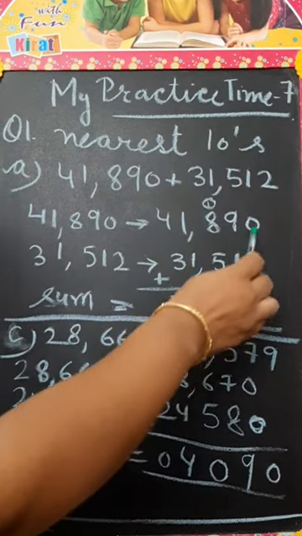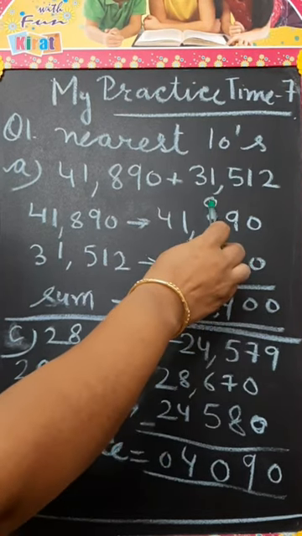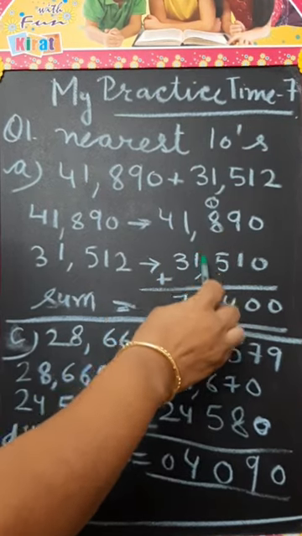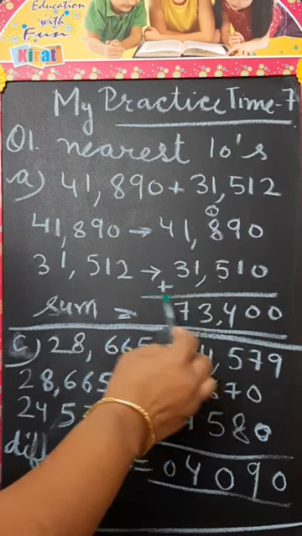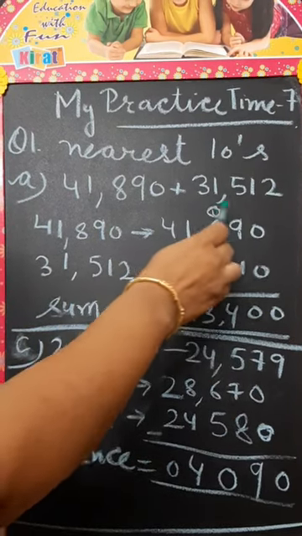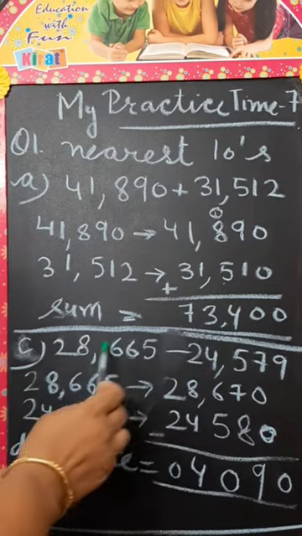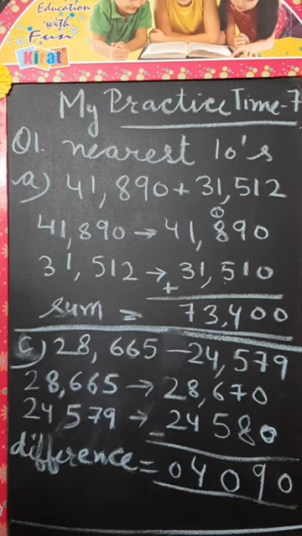We will add these numbers. 0 plus 0 is 0, 9 plus 1 is 10, 1 carry, 8 plus 9 is 17, plus 1 is 18, 8 and 1 carry, 1 plus 1 plus 1 is 3, 4 plus 3 is 7. So the sum of these numbers is 73,400. Now I will give an example of the difference of this estimation.